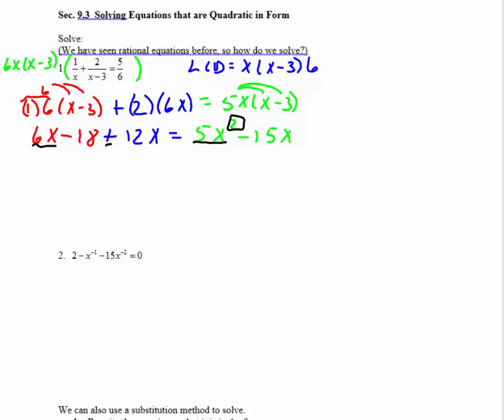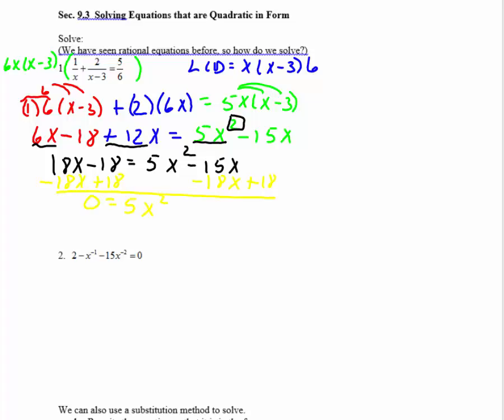So combine like terms, 6x plus 12x, I'm going to get an 18x. I still have a minus 18, equaling a 5x squared minus 15x. So I'll subtract the 18x and bring it over to the right hand side and put it with its like term. I'll add over the 18, and therefore I will have everything over on one side with a 0 on the left hand side. So 0 is going to equal 5x squared minus 33x plus 18.